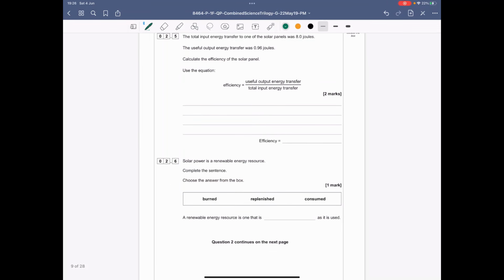The total input energy transfer into one of the solar panels was 8.0 joules. The useful output energy transfer was 0.96 joules. Calculate the efficiency. Where again, they've been kind and given you the equation here. So the useful output from the question, reading it carefully, was 0.96. The total input energy was 8.0. So again, I just substitute it. 0.96 divided by 8.0 is just 0.12 if you do that on your calculator. Sometimes it might ask you to put it into a percentage when you would times it by 100, but it hasn't here, so you literally just leave it as 0.12.